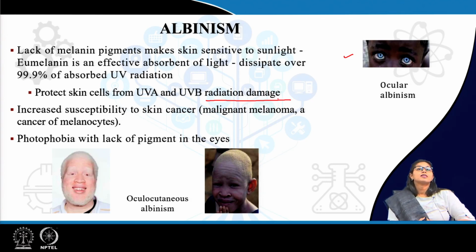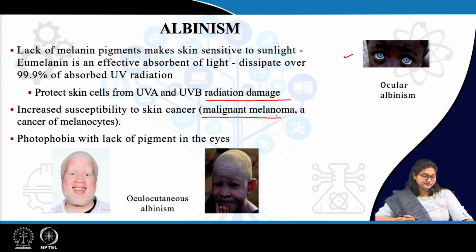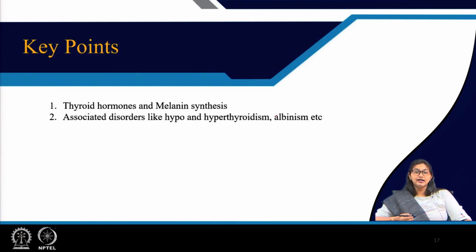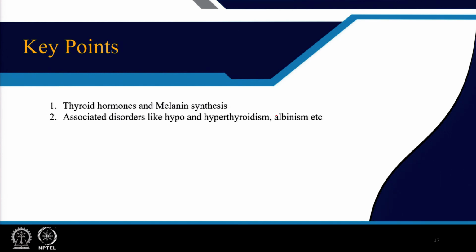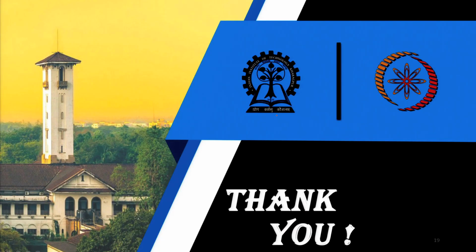So, one such cancer we have already mentioned, that is malignant melanoma, which also presents with photophobia due to lack of melanin pigment in our eyes. So, this is albinism we have discussed. These are the key points of this class. We have discussed thyroid hormone synthesis, its related disorders, and also melanin synthesis, its related disorders. So, we have discussed hypo and hyperthyroidism as well as albinism. These are my references. See you in the next class. Thank you.